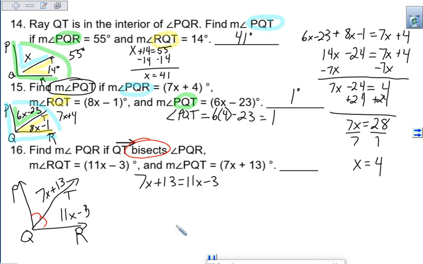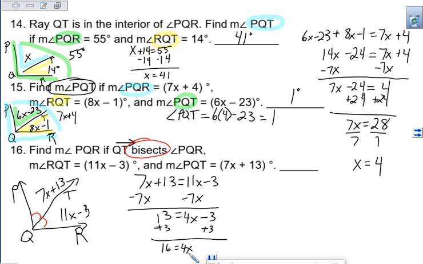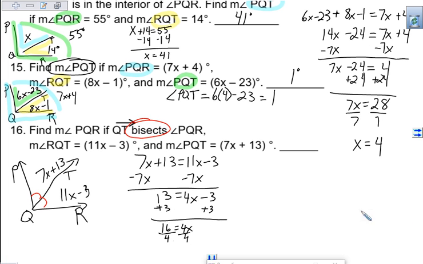And then what do we do? Subtract 7x. So 13 equals 4x minus 3. And then add 3 to both sides. So 16 equals 4x. Divide by 4. So x is 4.